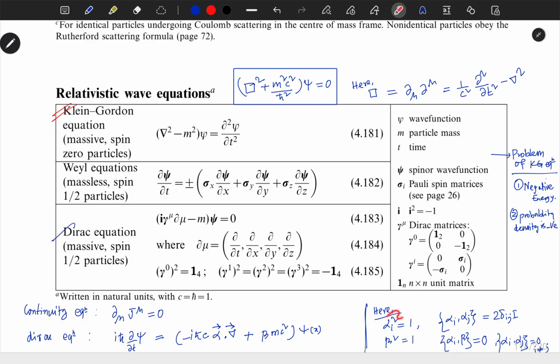Here α_i square equals 1, β square equals 1, and α_i α_j plus α_j α_i gives 2 δij, αβ plus βα is 0, and the anticommutator of α_i and α_j is 0 if i and j are not equal. With one comment on the KG equation, there are two problems that we have. Negative energy explanations cannot be given from the KG equation, and second, the probability density of the system is negative, so that is unphysical.